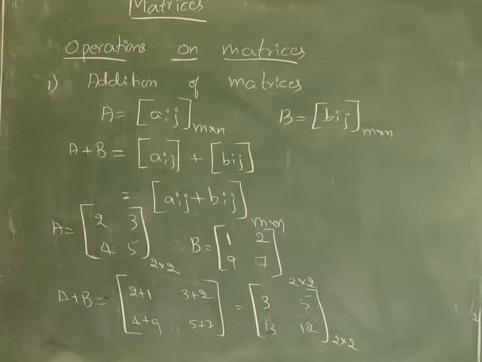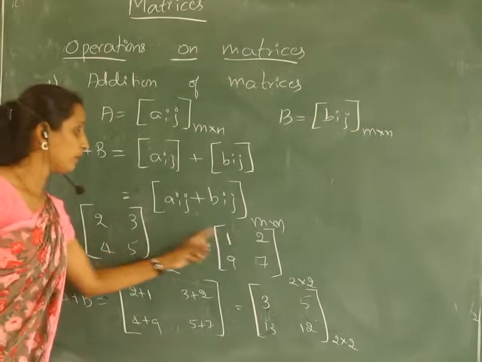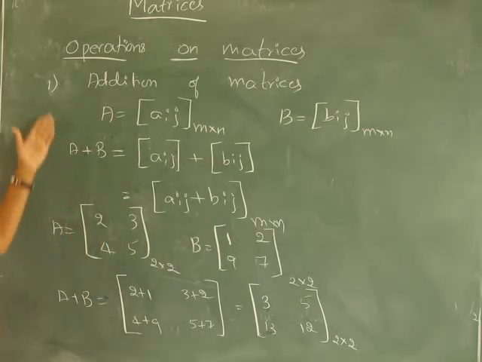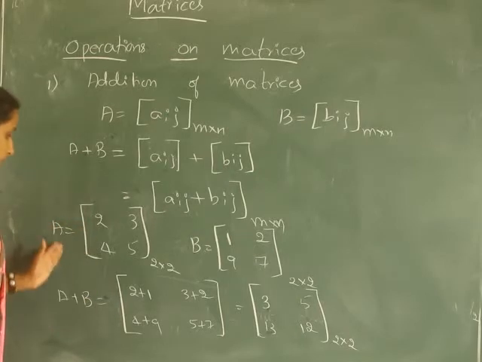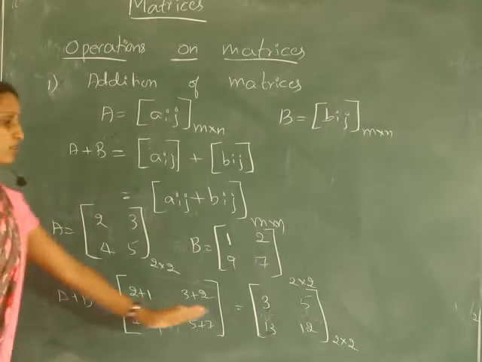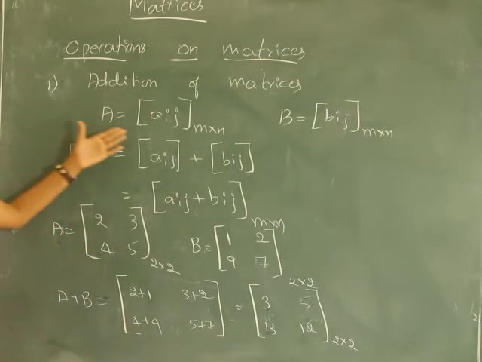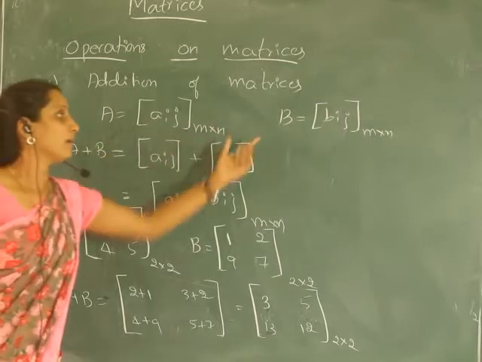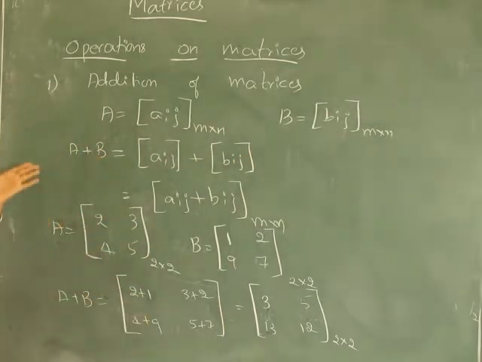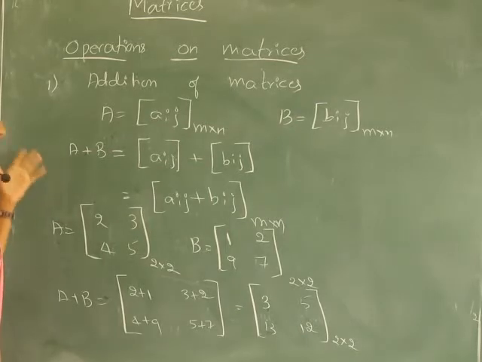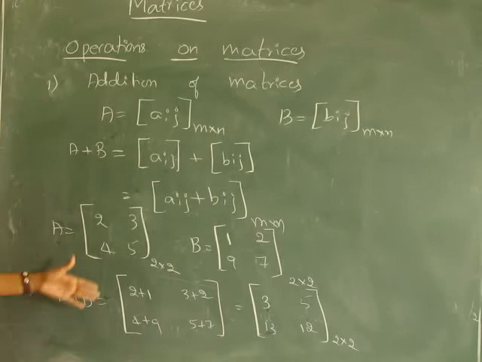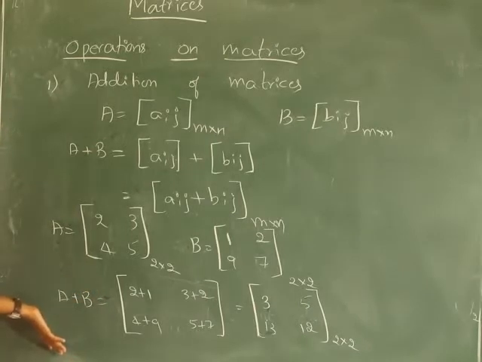So to add two matrices, we have to add the corresponding elements. If A and B are of order 2 by 2, then A plus B is also a 2 by 2 matrix. So how can we define addition of matrices? If A is a matrix and B is one more matrix, addition is possible only when the orders are the same, and the new matrix has order m by n itself. This is the addition of two matrices.